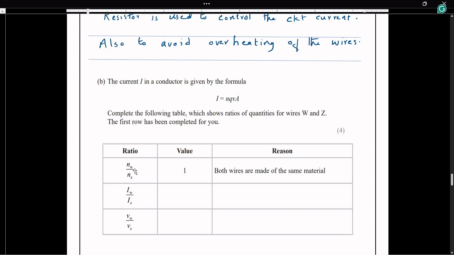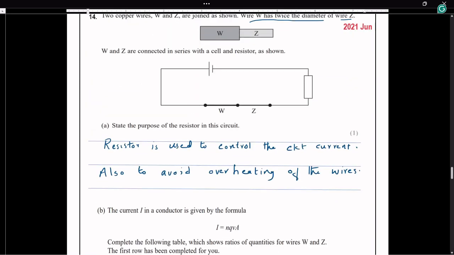The first row says the ratio of conduction electron density of wire W to wire Z is 1 because both the wires are made of the same material. Since it is the same material, the number density is the same. So the number density in wire W is the same as in wire Z. So the value is 1. In the same way, what is the ratio of current in W to current in Z?